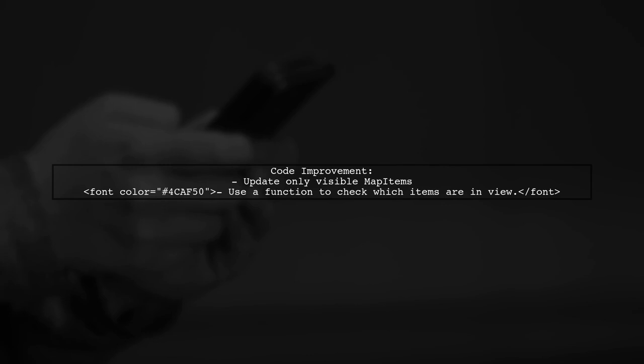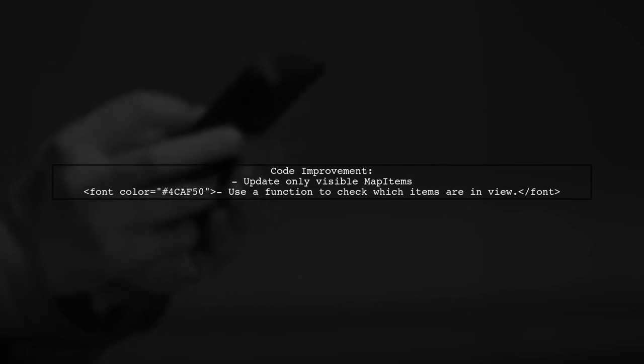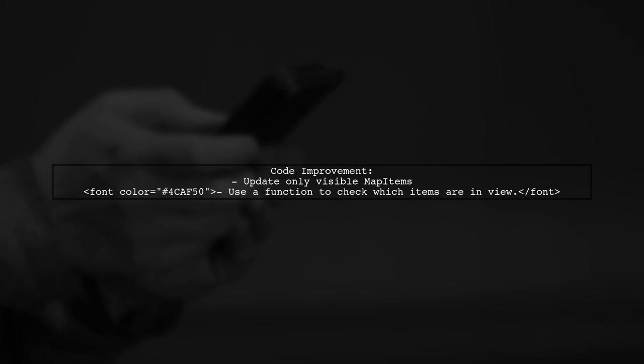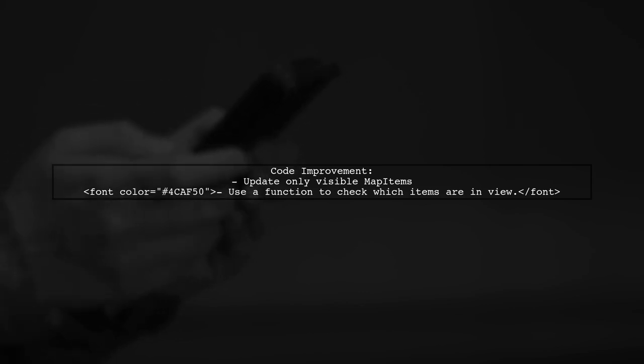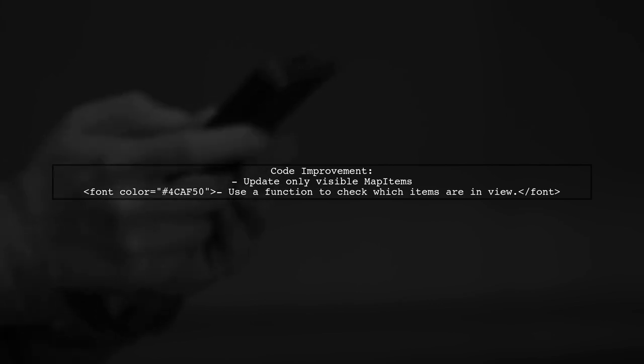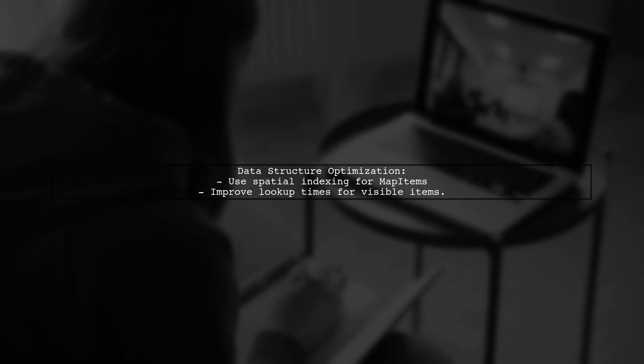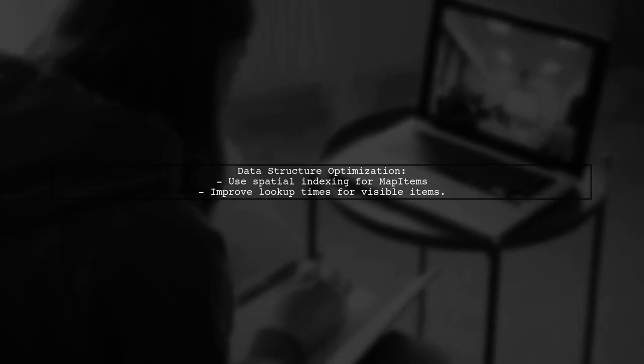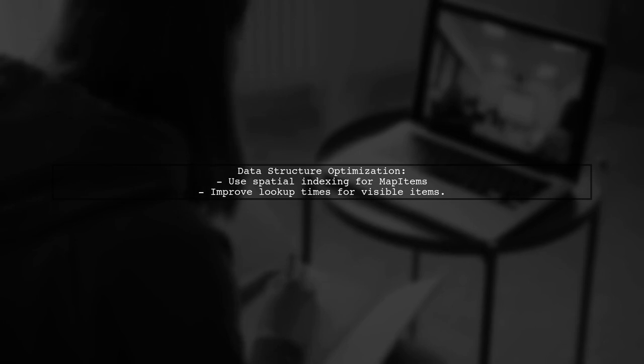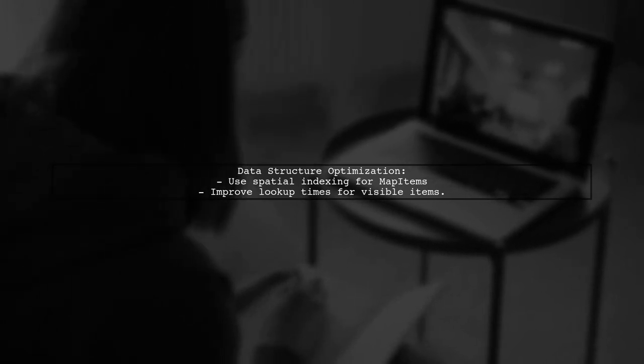Next, let's modify the code to improve performance. Instead of removing and adding all points every time the queue slider is moved, we can update only the visible items. Additionally, consider using a more efficient data structure for managing your points. For example, using a spatial index can help quickly find which points to display.